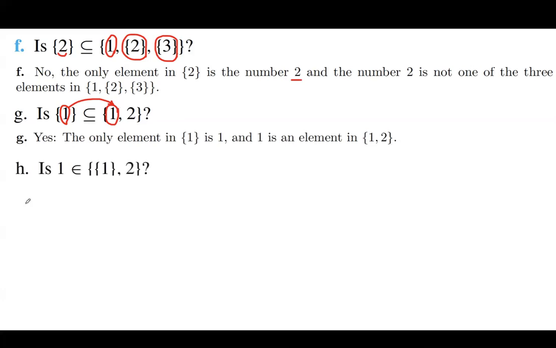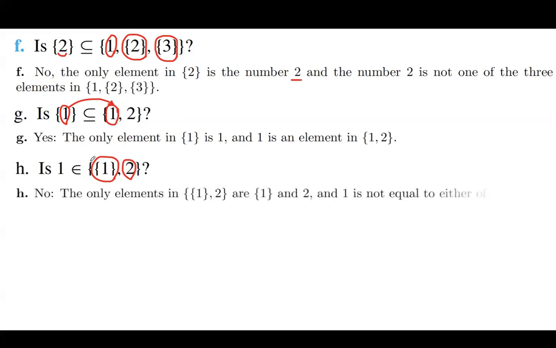Now let's take a look at the next question. Is 1 a member of the set on the right-hand side? The set on the right-hand side has a set in it and also a number in it. So the answer is no. 1 is not a member of this set because the objects in this set are a set and a number.